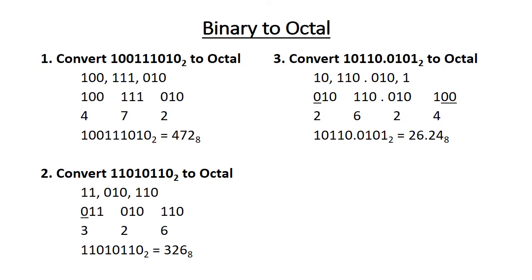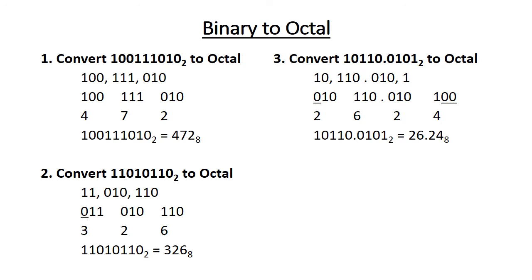The very first example, convert 100111 to the base 2 to octal. Here we have to group the entire binary numbers starting from the LSB, least significant bit, to MSB, most significant bit. So LSB means towards the right side of those numbers. We have to group into 3 numbers each. That means 3 numbers a group, starting from the LSB, starting from the right side towards the left side.